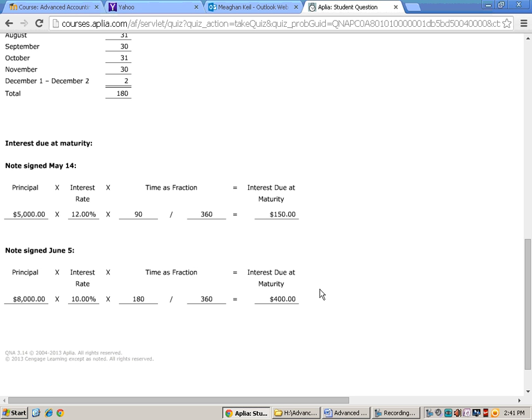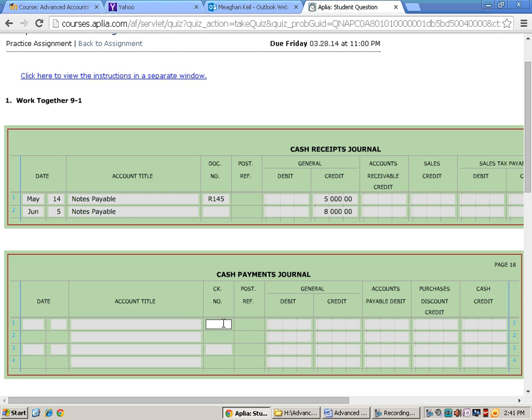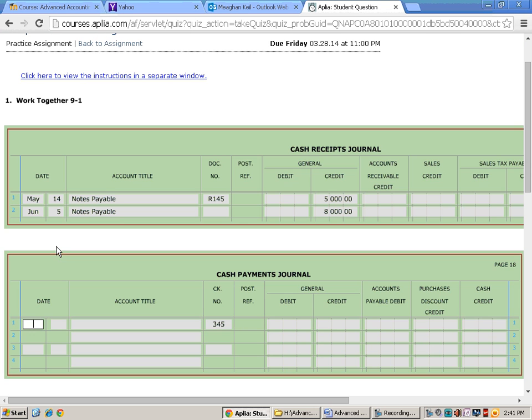All right. Next thing they want us to do is journalize the cash payments, so we're going to actually pay now on the maturity. Paid cash on the maturity value of $5,000, check 345. Our first one is due on August 12th. So it's going to be notes payable and then interest expense. The $5,000 from our principal, our $150 for our interest. So we're going to give them a cash credit, $5,150.